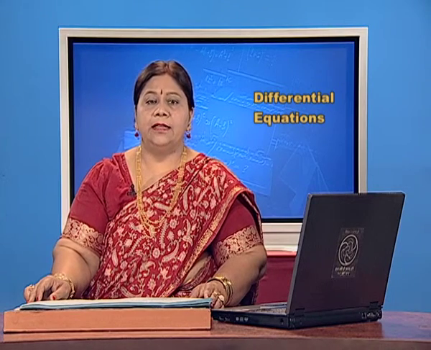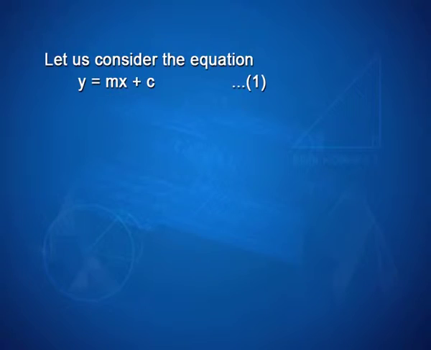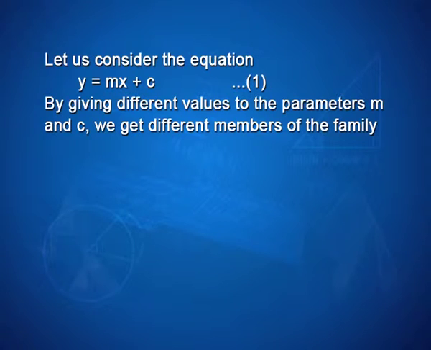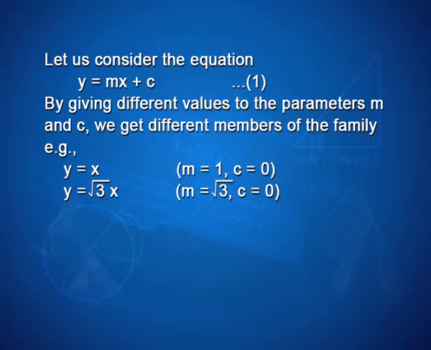Now, let us consider the equation y is equal to mx plus c. By giving different values to the parameters m and c, we get different members of the family. For example, y is equal to x when m is equal to 1 and c is equal to 0. y is equal to root 3 into x when m is equal to root 3 and c is equal to 0. y is equal to x plus 1 when m is equal to 1 and c is equal to 1.